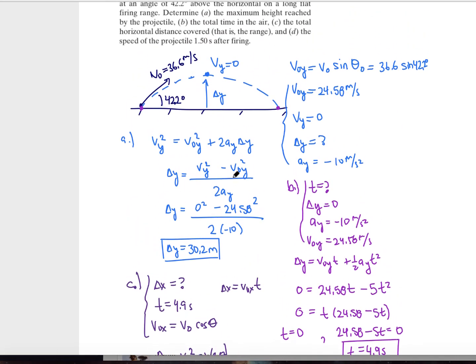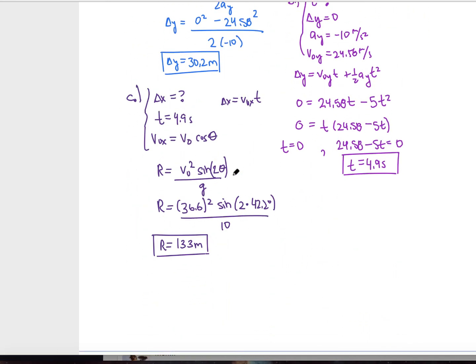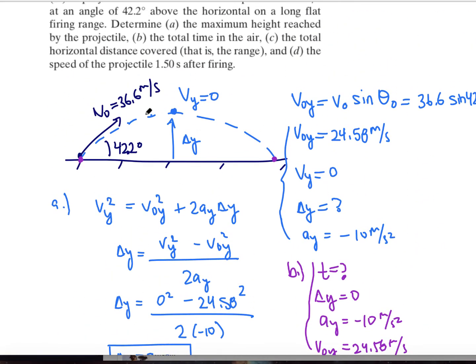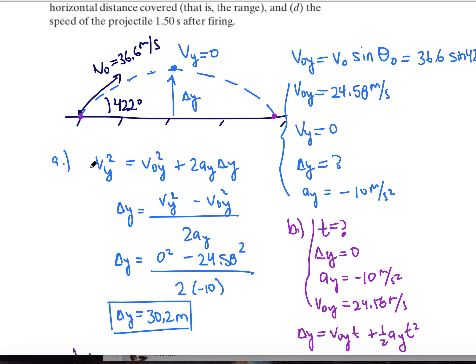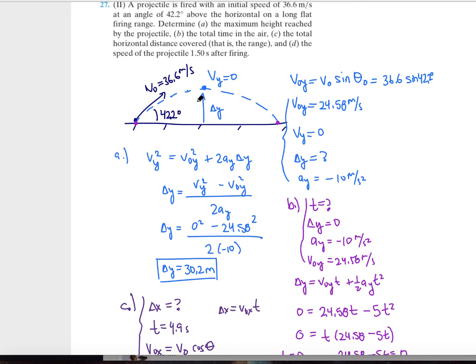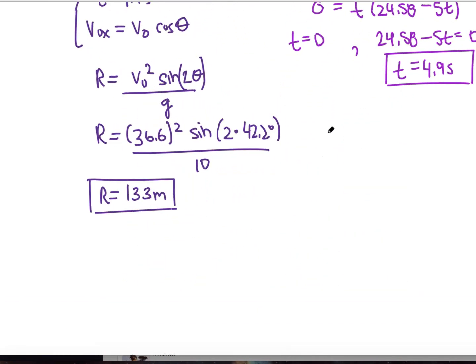Now, for D, I want to know the speed of the projectile after 1.5 seconds. Let's go up here and take a look. After 1.5 seconds, where am I? Well, I found that I was in the air for almost 5 seconds, so 1.5 seconds later is going to be somewhere on the way up. I want to know the speed right here. In order to do that, I need to know Vx and Vy at this location. So we need to find those two components after 1.5 seconds.